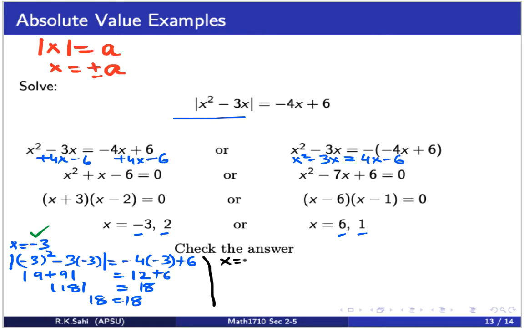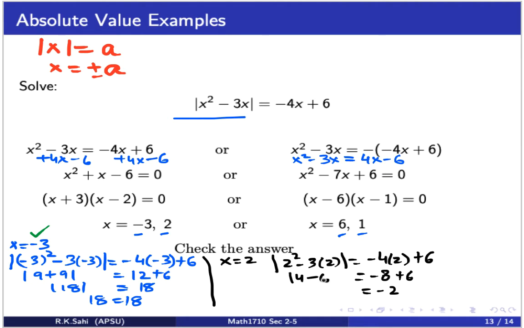x equals 2. Plugging it in the expression, we get 2 squared minus 3 times 2 equals minus 4 times 2 plus 6. We get minus 8 plus 6 equals minus 2. Let's see what we get on the left hand side. We get 4 minus 6, absolute value of negative 2, then the answer is 2 equals minus 2.